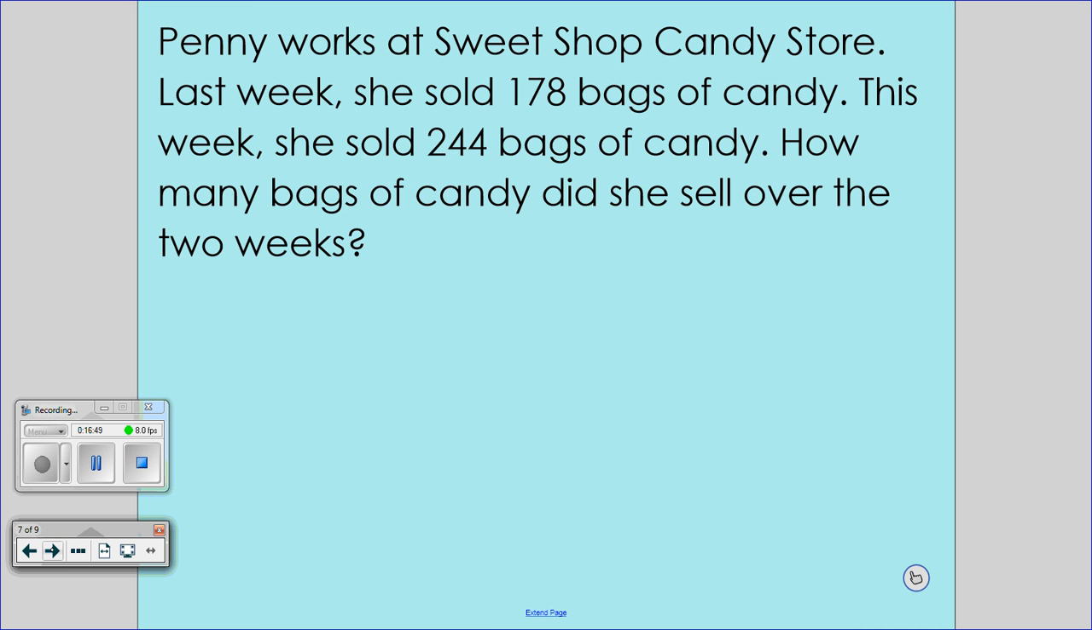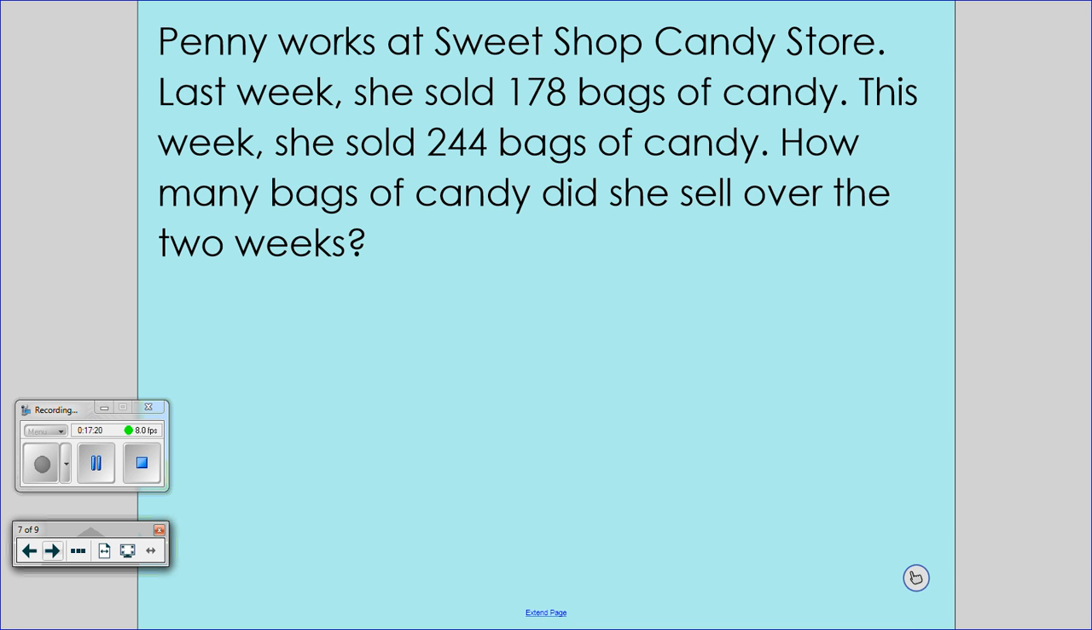Alright, Teddy works at Sweet Shop Candy Store. Last week, she sold 178 bags of candy. Probably all to Kaylee. Just kidding. This week, she sold 244 bags of candy. How many bags of candy did she sell over the 2 weeks?